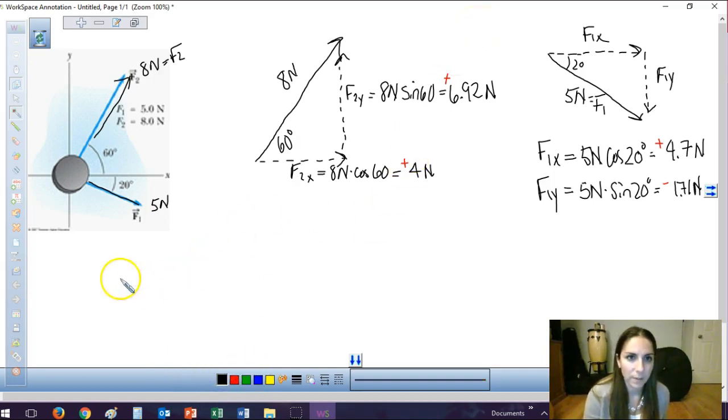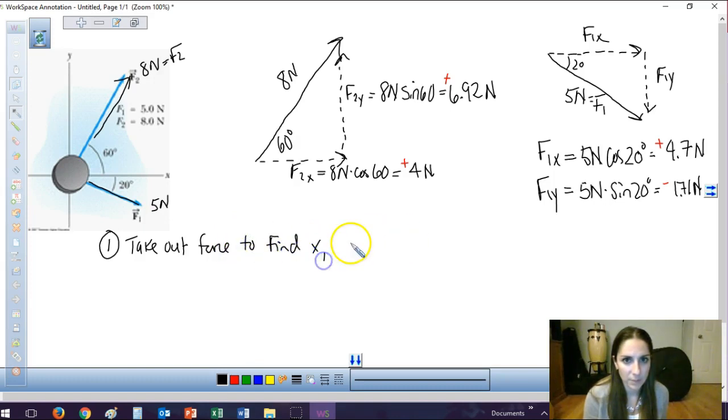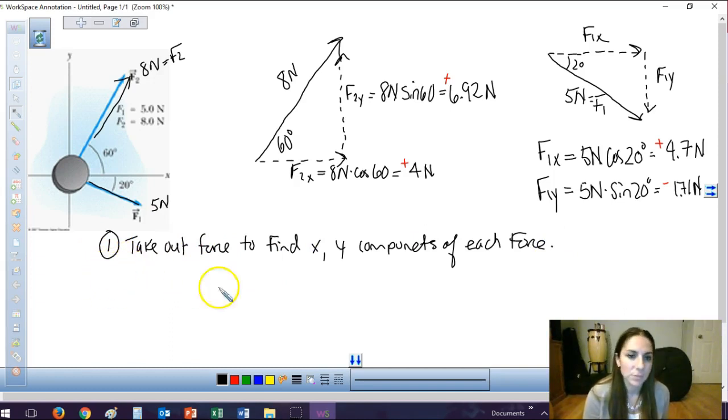So I guess I should just quickly recap what we're doing. The first thing you're going to do is take out the force to find the x and y components of each force. Okay. And then of course noting signs of forces.